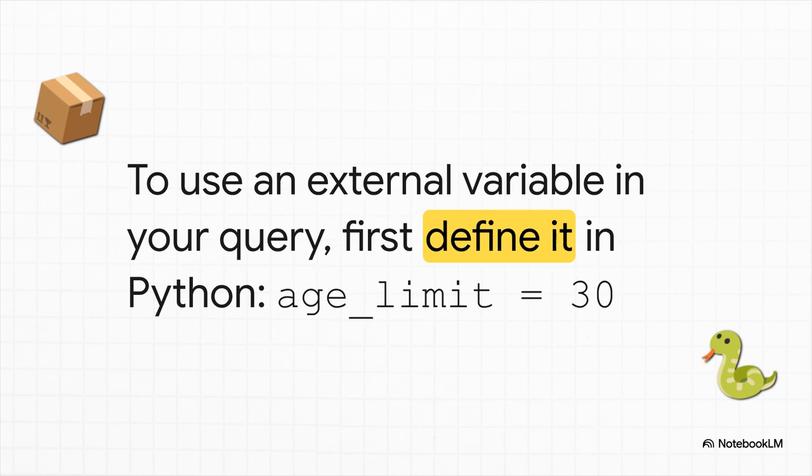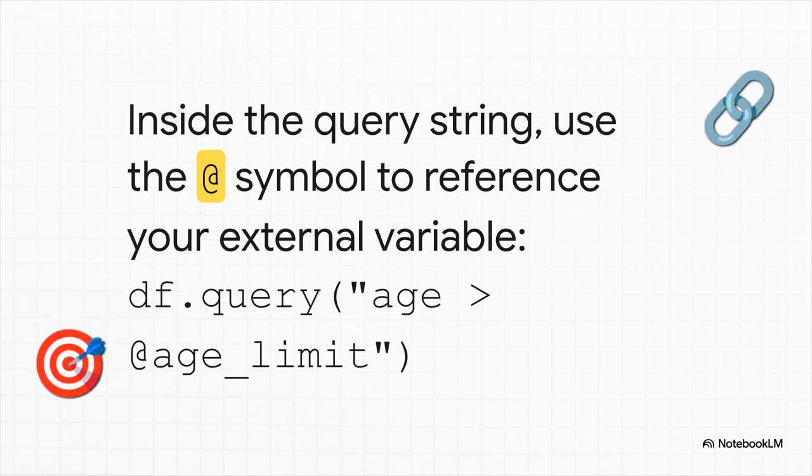Okay, now this next one is a seriously powerful feature. It's what makes your code super dynamic. Let's say you've got a variable somewhere else in your Python code, maybe an age limit that you want to use in your filter. So first, you just define that variable, age limit equals 30, just like normal. And then, and this is the cool part, inside your query string, you reference it by putting an @ symbol right in front of the variable name. That little @ tells Pandas, hold on, don't look for a column with this name, go look for a Python variable with this name and use its value. This is a total game changer for writing flexible, reusable code.